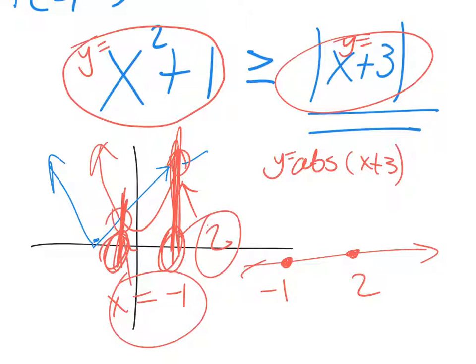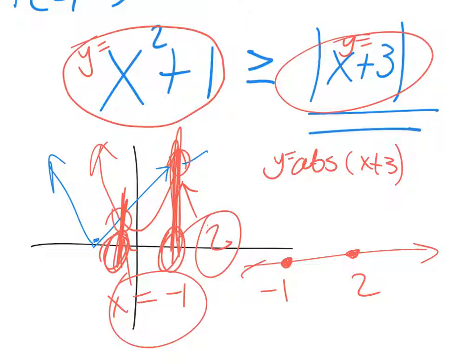So how could you tell, let's say you had no other clues about which way to shade this? Do you remember looking at the graph and just trying to decide which one was above the other one? So look at the graph for a second. We've got a U shape and a V shape.